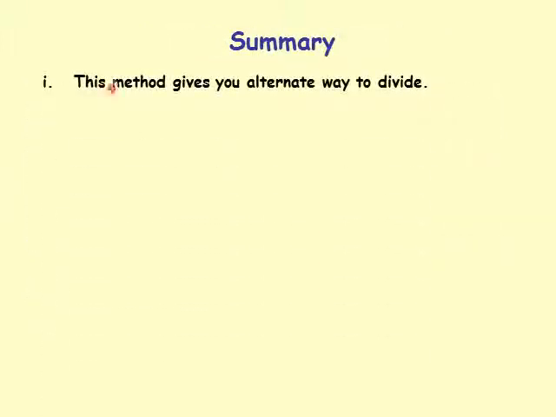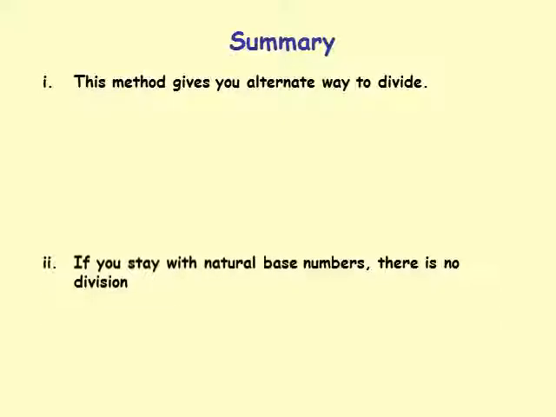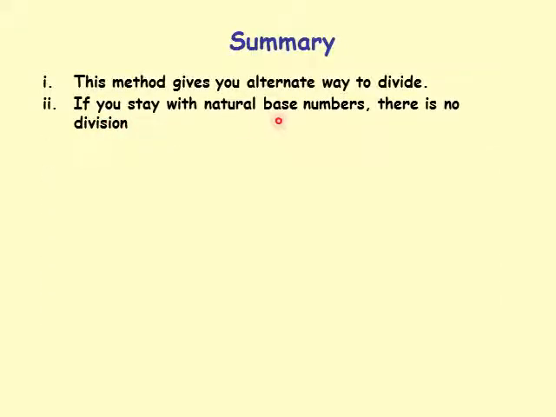This method gives you an alternate way to divide. So this is an alternate way. We didn't divide. If you stay with the natural base numbers, there's no division, because division by 1 does not change the result. Quotient is equal to dividend. So if you stay with natural base numbers, there is no division.